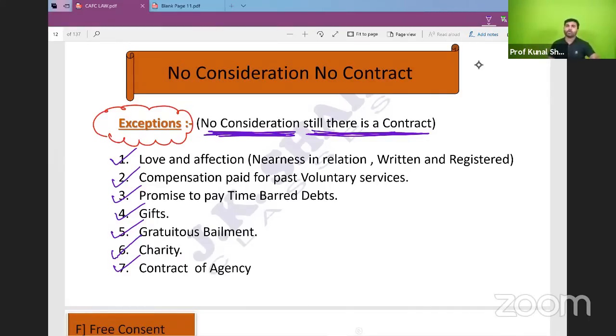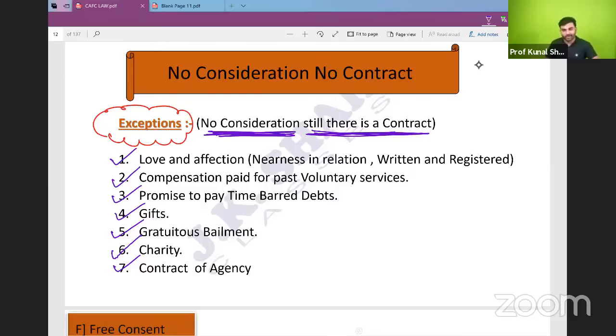See, whenever a contract is getting formed out of love and affection, first of all, there is no contract. But wait, if it is in written form, it has been registered, and there is nearness in relation, then yes, it can be a contract. And in all those cases, no consideration, still there is a contract. Let me give you a simple example. One fine day, my father was touched. My father said, "Wow, Kunal Shah, you are doing a wonderful job. Wow, that's simply fabulous."